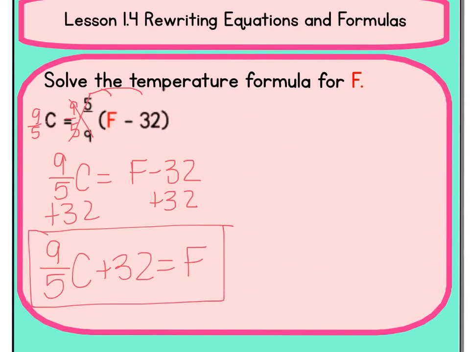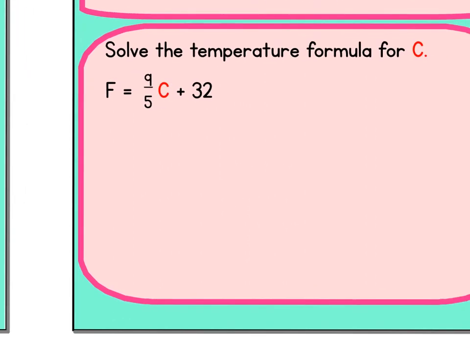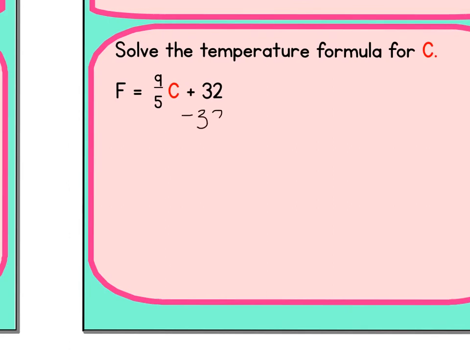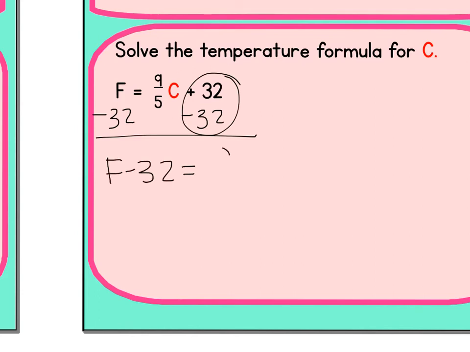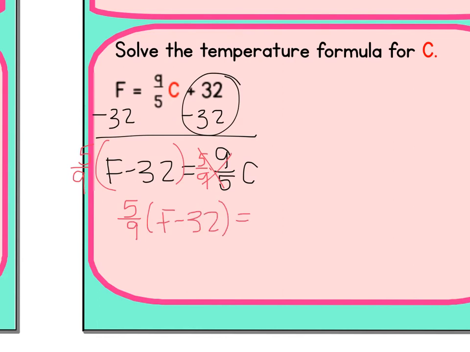We're going to do the same thing in a different order. So now we're going to solve for c and see if we get the same answer. First we'll subtract 32 from both sides, which leaves me with f minus 32 equaling 9/5 times c. Then we want to undo this multiplying by a fraction, so I'm going to multiply both sides by the reciprocal. Since I have to multiply both sides, I put the f minus 32 in parentheses because we have to do that portion first, which leaves us with 5/9 times (f minus 32) equaling c.